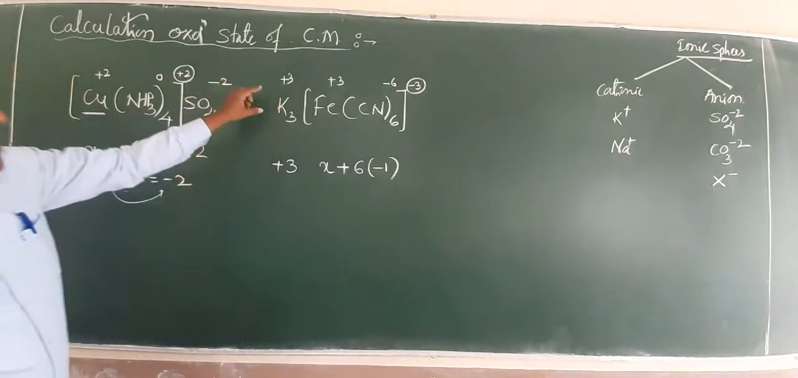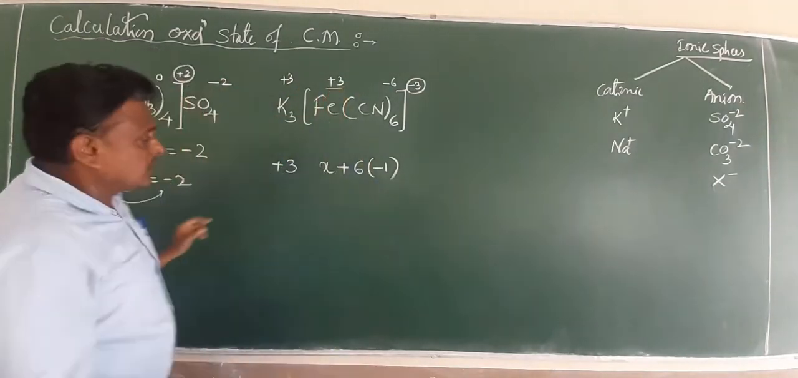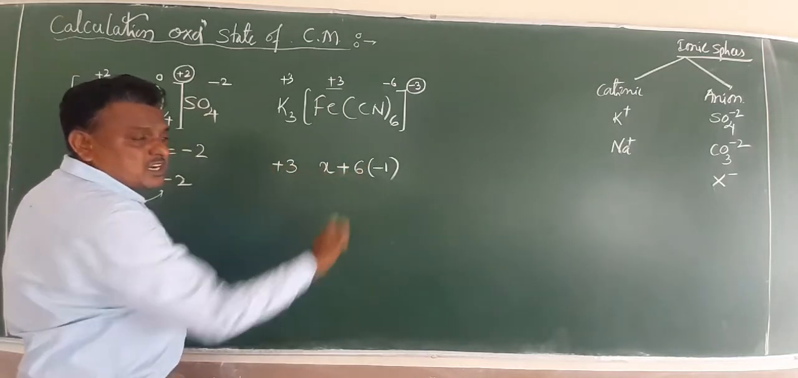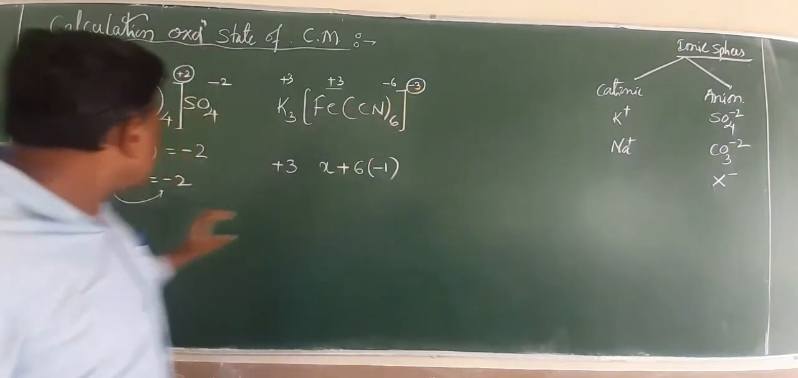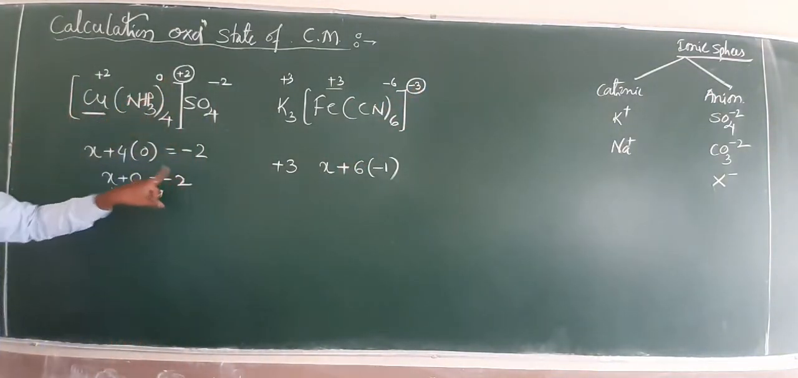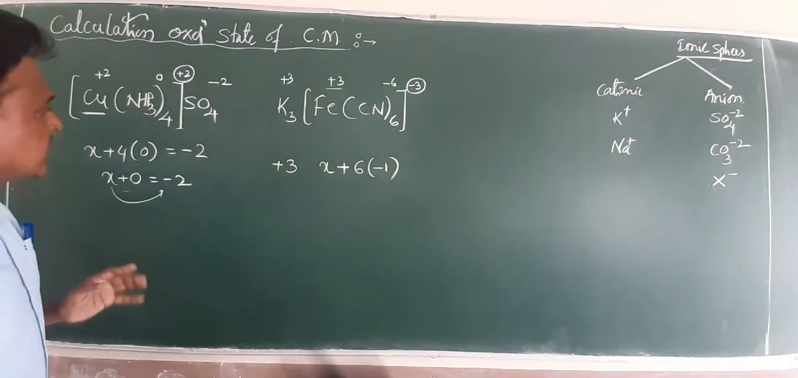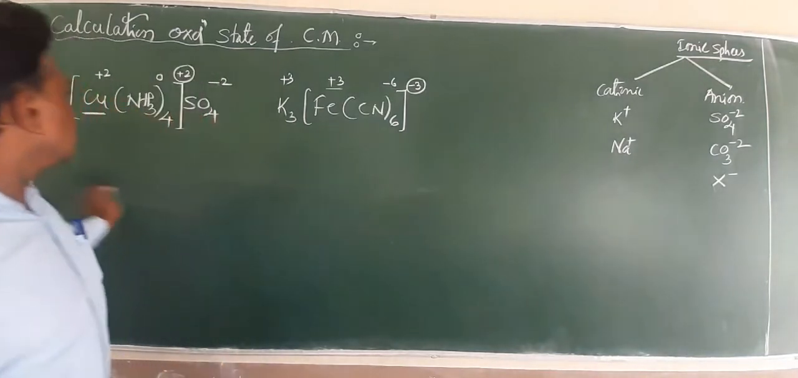Yes, very simple calculation of the oxidation state. This is the oxidation state of the central metal. The plus 3 is the component which is available from the net whole charge of the complex. Based on this, you can easily calculate the oxidation state of every central metal in our syllabus.